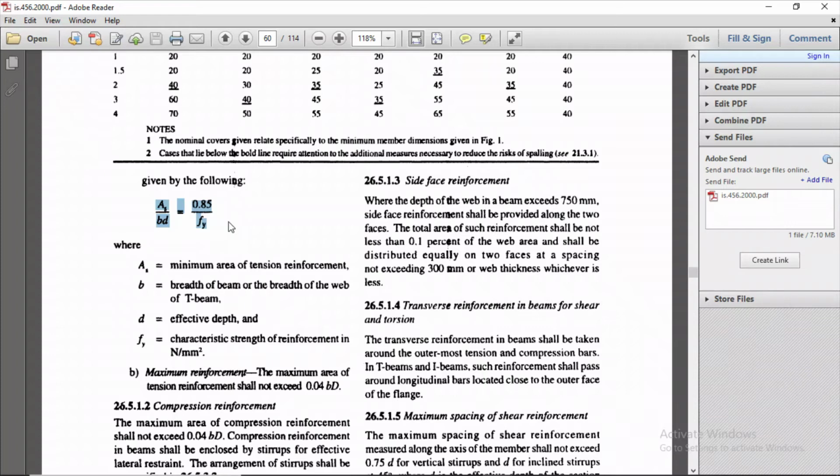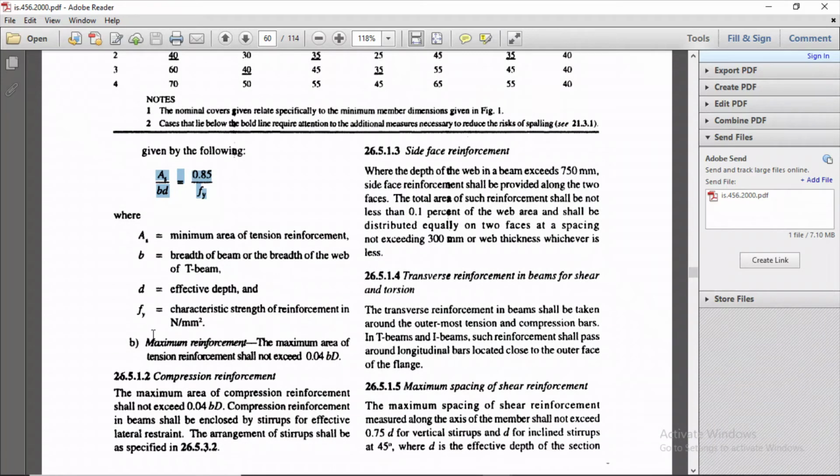As divided by bd. So please note down this formula. As divided by bd is equal to 0.85 divided by fy. This will give you the minimum area of tension reinforcement, and there is a limit for maximum reinforcement also. The maximum area of tension reinforcement shall not exceed 0.04 multiplied by b into d, that is 4%, right?